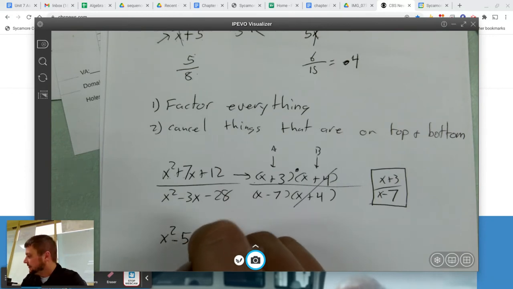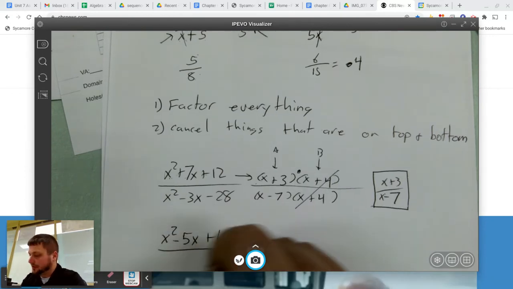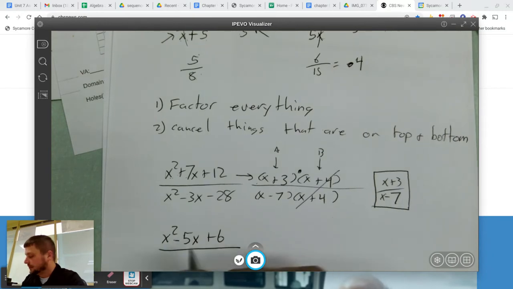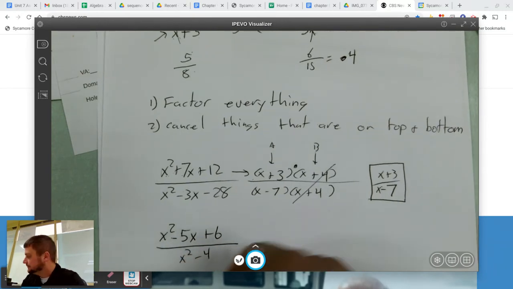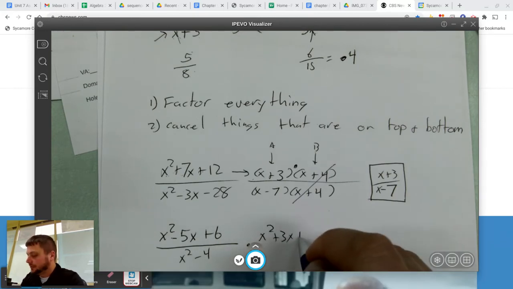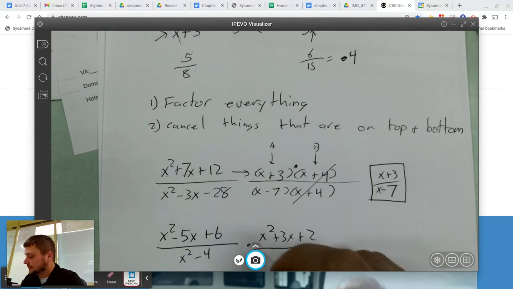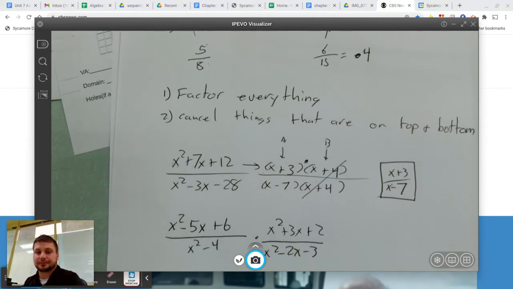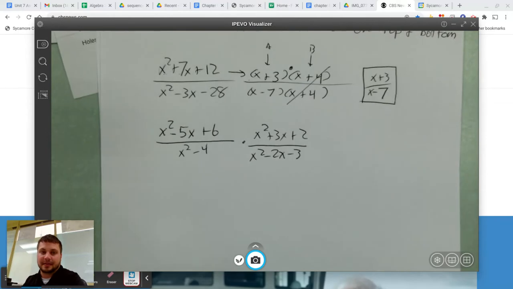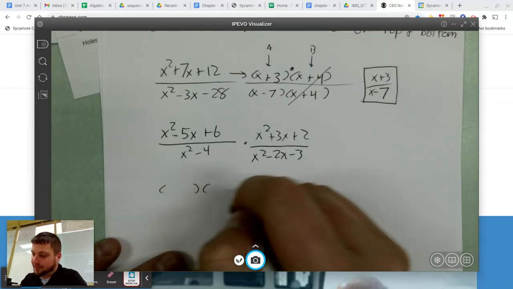x squared minus 5x plus 6 over x squared minus 4, times x squared plus 3x plus 2 over x squared minus 2x minus 3. Okay, here we go. Factor time. On the top there, the left, it's a trinomial.